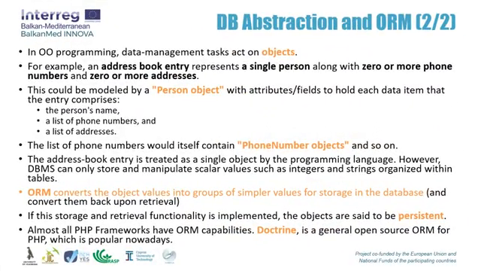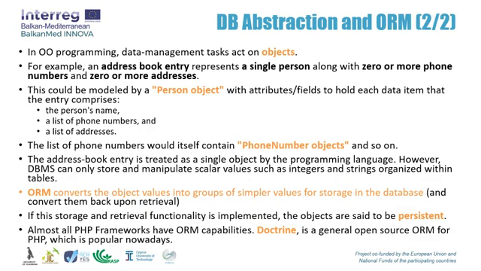In object-oriented programming, data management tasks act on objects that are almost always non-scalar values. For example, an address book entry that represents a single person along with 0 or more phone numbers and 0 or more addresses. This could be modeled in an object-oriented implementation by a person object with attributes to hold each data item that the entry comprises, the person's name, a list of phone numbers, and a list of addresses.